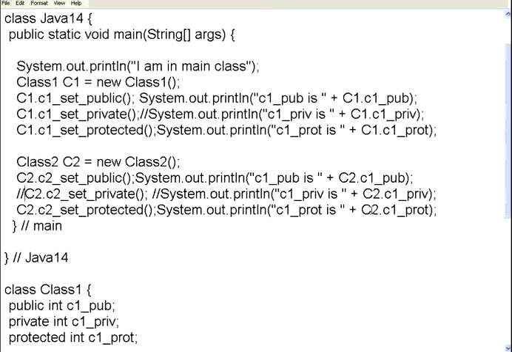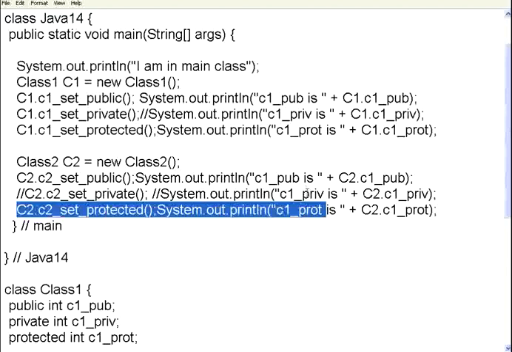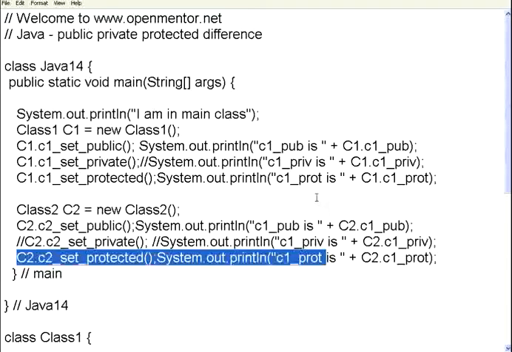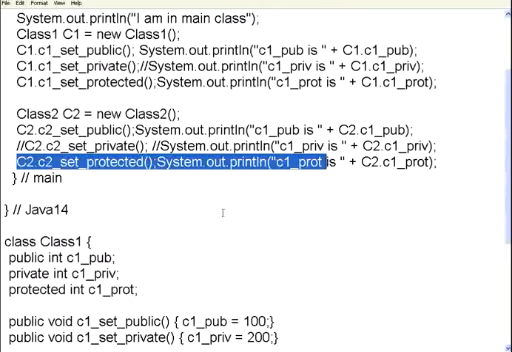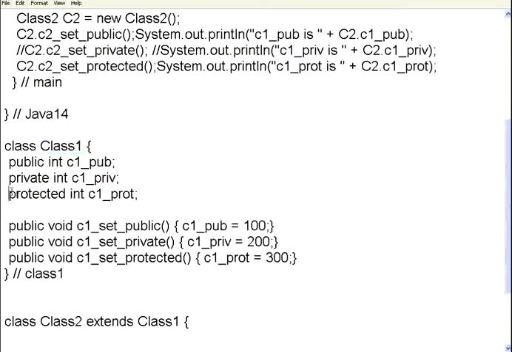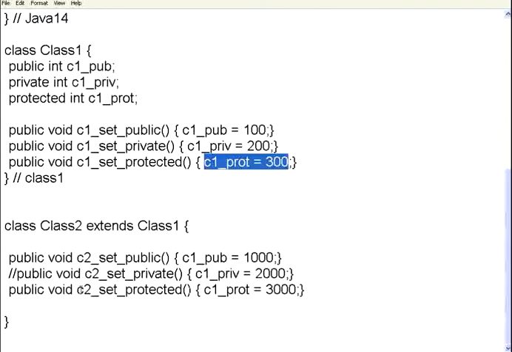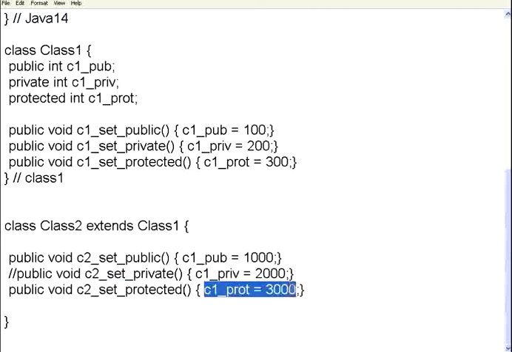Now public is clear; private can be accessed only within that class, not even in a subclass. But how does it allow the protected attributes? Protected means it can be accessed within the class. So class 1 can access the protected attribute, and the child class can also access the protected attribute. No harm. So you can access the protected attributes in the class and in the child class. This is fine. So class 1 accessing c1 underscore prot is fine.